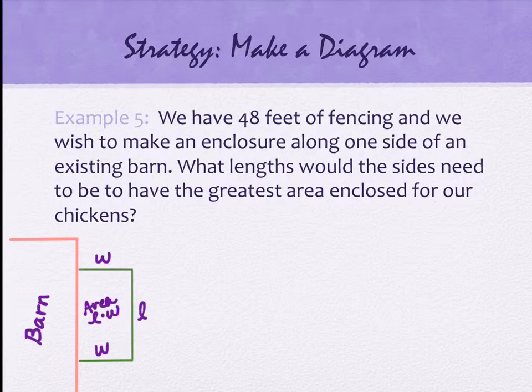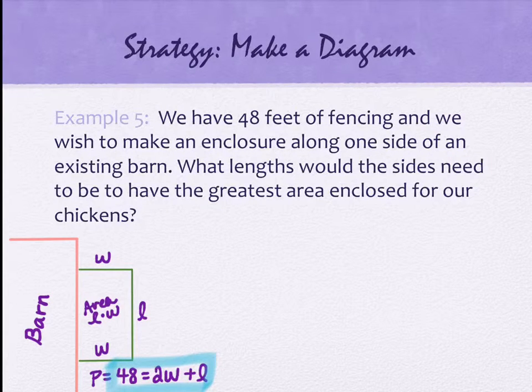Both W's and the L. So we also have, and it's not exactly the perimeter of the rectangle, but it is the fencing perimeter, right? So our perimeter, I'll call it P, which we know to be 48. Formula-wise, it's 2 times W plus L. So I don't really even need the P equals, except to identify that that's what it is. This is an equation that we're going to be using. 48 equals 2W plus L.